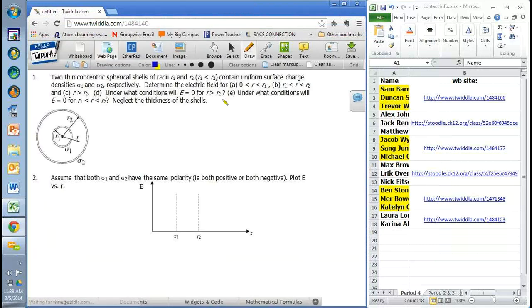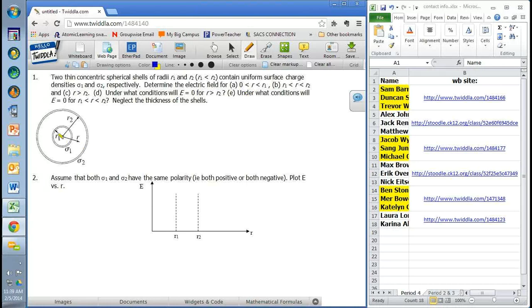Okay, so I emailed to you a worksheet that we're going to be whiteboarding. And let me just present the first problem here. The first problem is you have 2 thin concentric spherical shells of radius R1 and R2, kind of like in the picture there. And they contain a uniform surface charge density, sigma 1 and sigma 2. And you can kind of see it in the picture. Determine the electric field for r is less than R1.